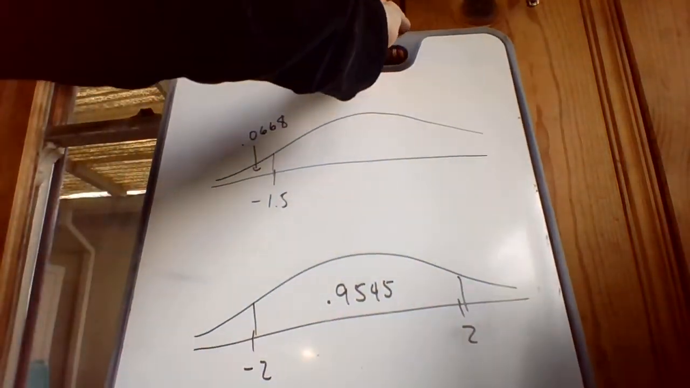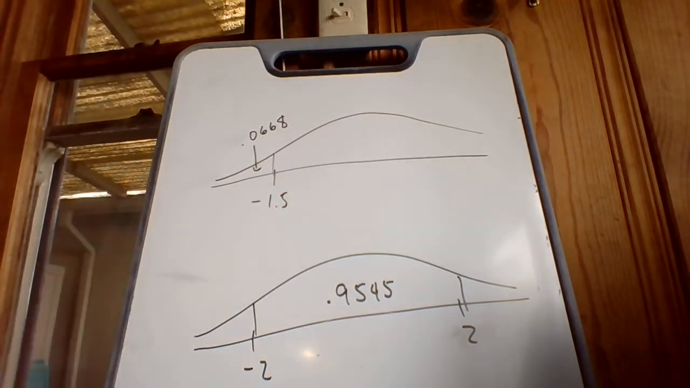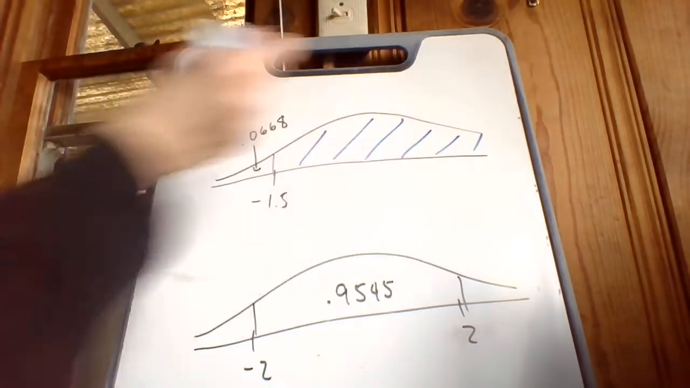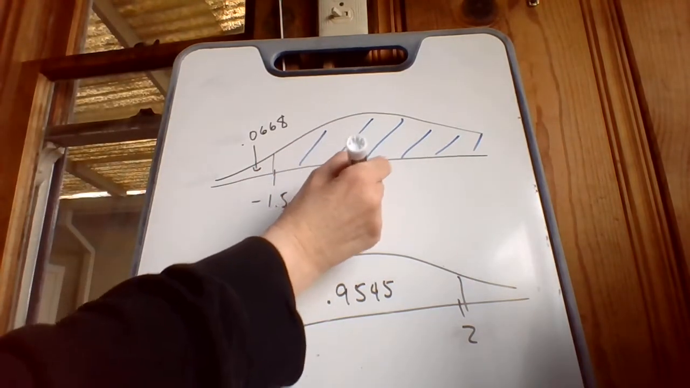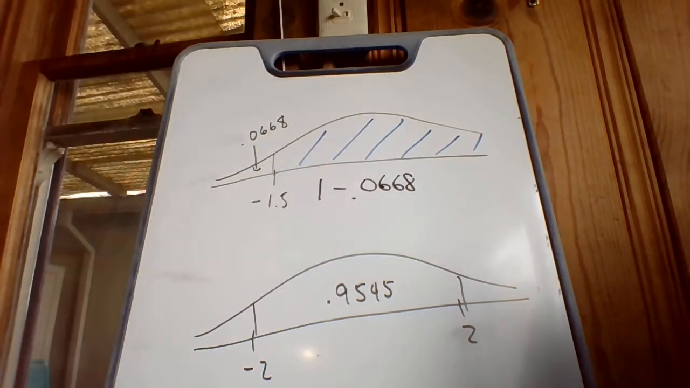Okay, here it's a little tiny area. It's just this little bit over here because everything to the left of something that's already negative. Okay, but it's still exactly the same procedure. I'm now finding out the area of this part right here. 1 minus 0.0668 is 0.9332.